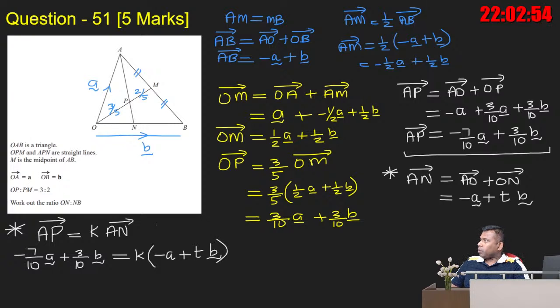Give me 1 second. I just wanted to minimize a pop-up. Okay, that's brilliant. Right, now I'm going to multiply that one. So this side, minus k times A vector plus k times T times B vector. Now here, minus 7 over 10 A plus 3 over 10 B.